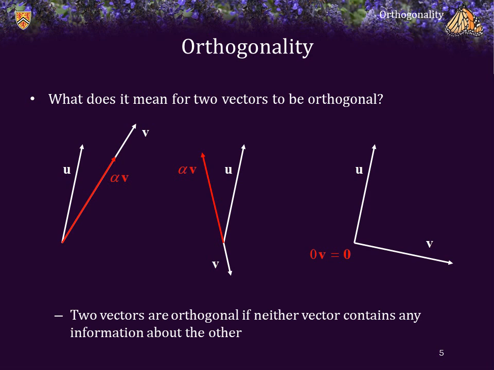Thus, two vectors are orthogonal if neither vector contains any information about the other. The best scalar multiple of v that approximates u is the 0 vector, and the best approximation of v as a scalar multiple of u is to multiply u by 0, once again giving the 0 vector.